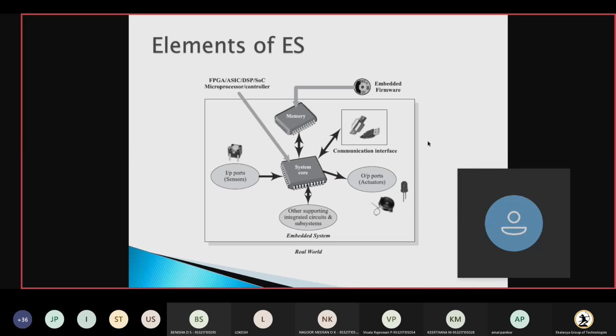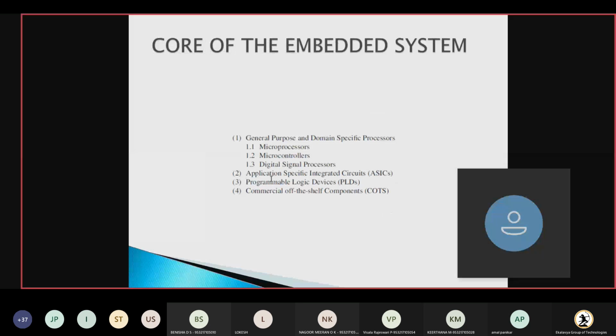Today we will go into some more details about the embedded system. If you see the embedded system, these are the elements we are going to have. I think you can see my screen. First, we have a system core. The system core is where we have our processor.